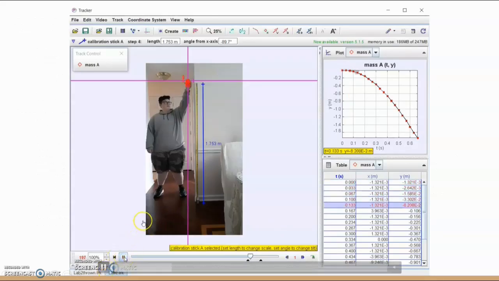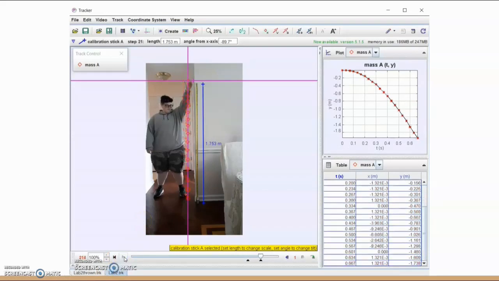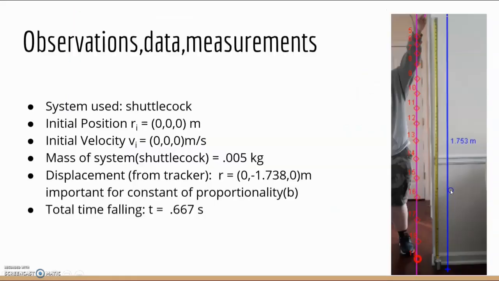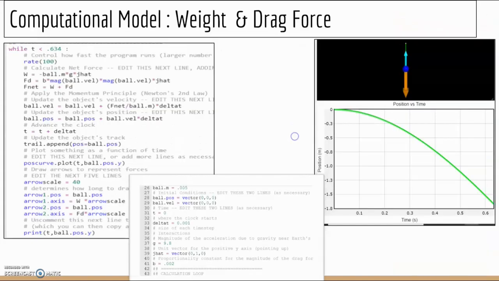For my experimental data, I dropped a shuttlecock from rest. The video starts before I drop it to account for a zero initial velocity as well as a zero initial position. The mass of my system is 0.005 kilograms. The displacement for my tracker data in the y direction is negative 1.738 meters, which is important for calculating the constant of proportionality B for drag force. The total time of the shuttlecock falling is 0.667 seconds.